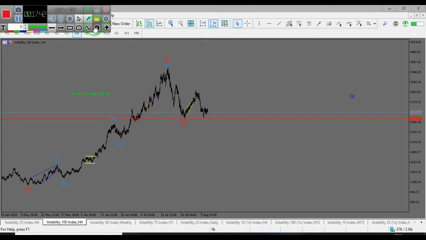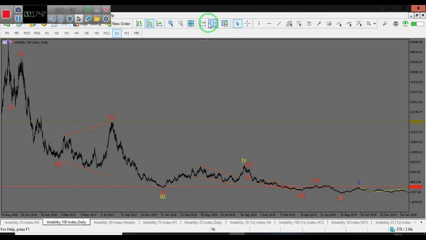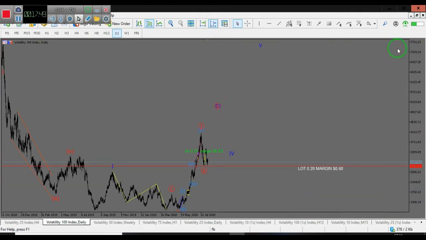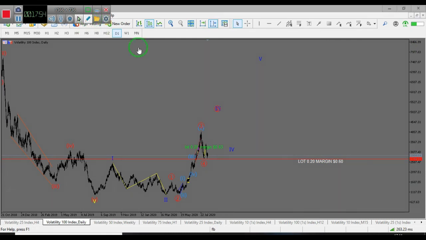Let me also share with you something again that might help you. As I was saying, this is long term. This is purely long term, really long term. 1, 2, 3, 4, 5. This is very, very long term.